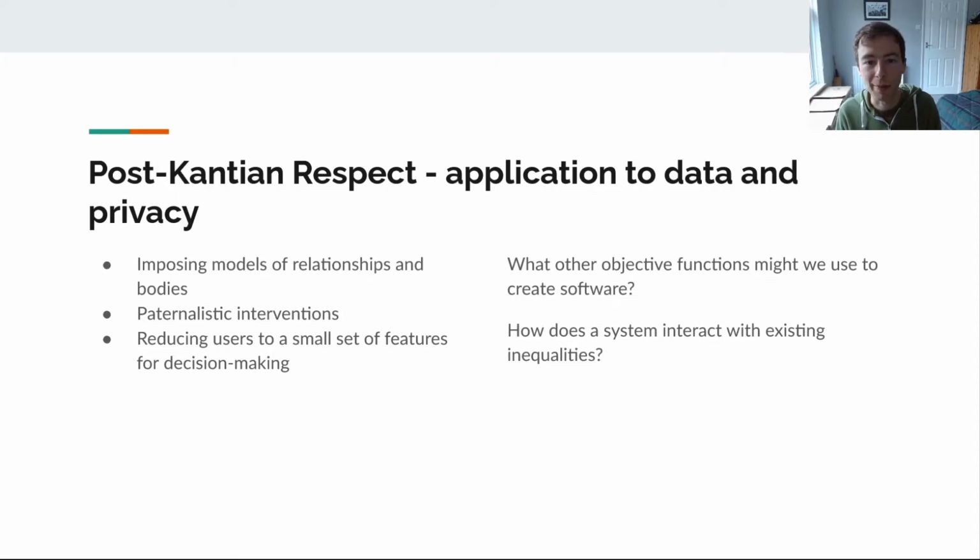So we really want to examine the objective functions that we use when we create software. For a social network, perhaps instead of optimizing for engagement time, we might optimize for the protection of or engagement with the vulnerable. And also thinking about how systems might interact with existing inequalities. And even though they're not explicitly related, the kind of knock-on effects that decisions made by a system might have, or the differences in starting points when people come to a system.